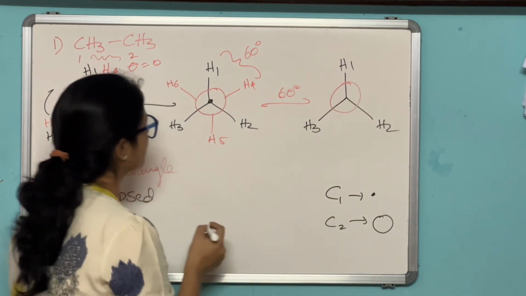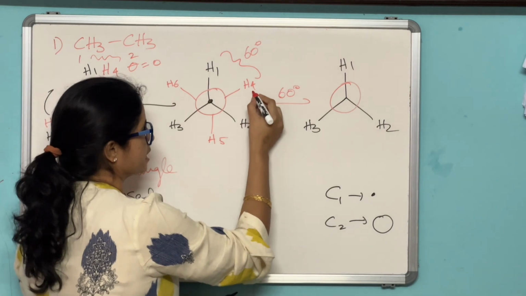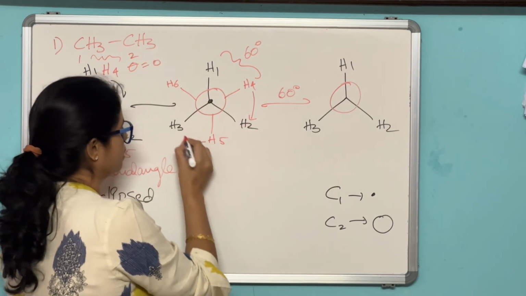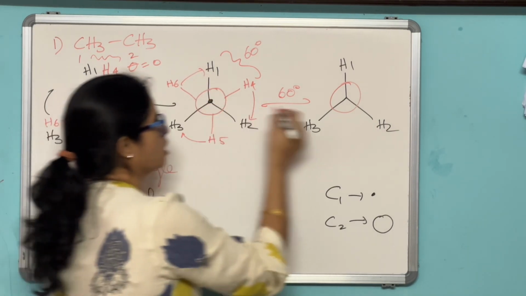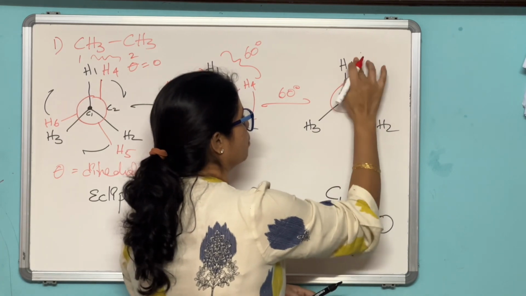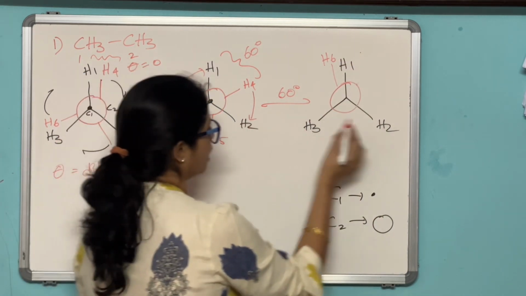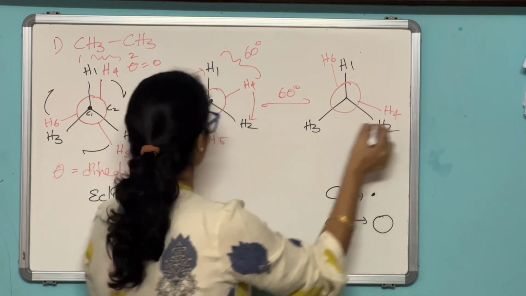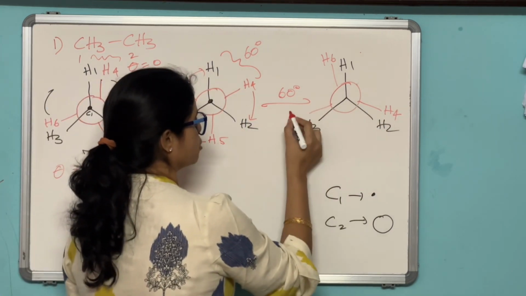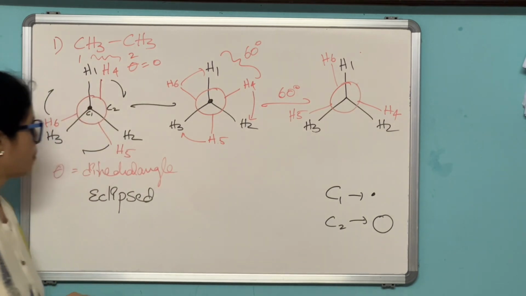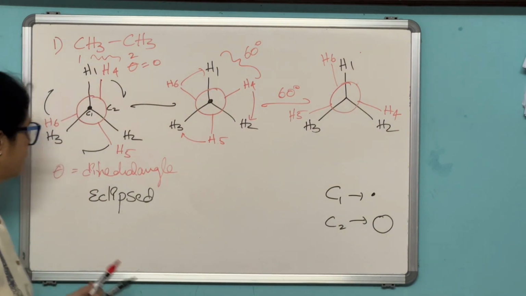So the second carbon, if you rotate to another 60 degrees, this will come here, this will come here, this will come here. So H1, and here will be your H6, and here will be your H4 and here will be your H5. Okay, now next step.